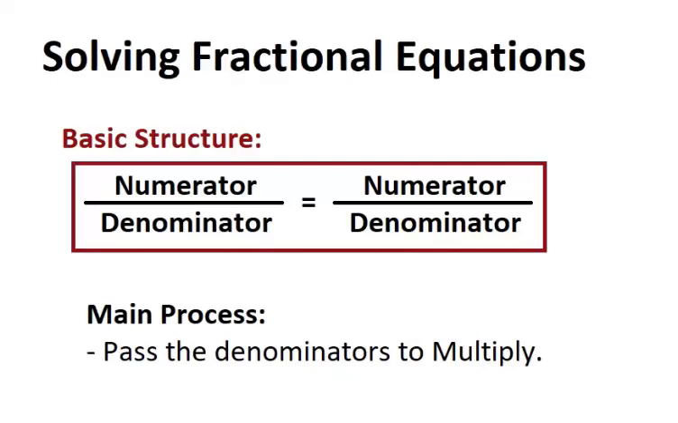Okay, we're going to solve fractional equations. They are the easiest type of fractional equations. The process to solve them is to pass the denominators to multiply. The structure of a fractional equation is usually one fraction equals another one, or one fraction equals a number.